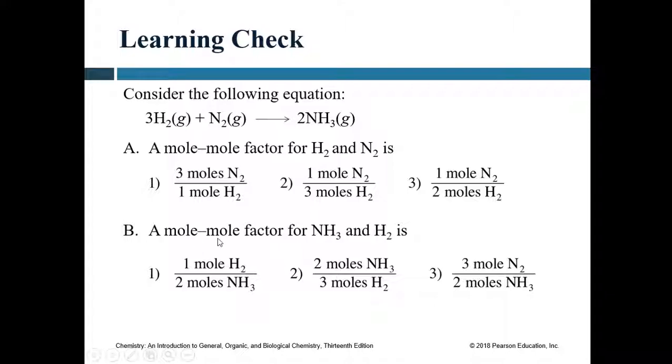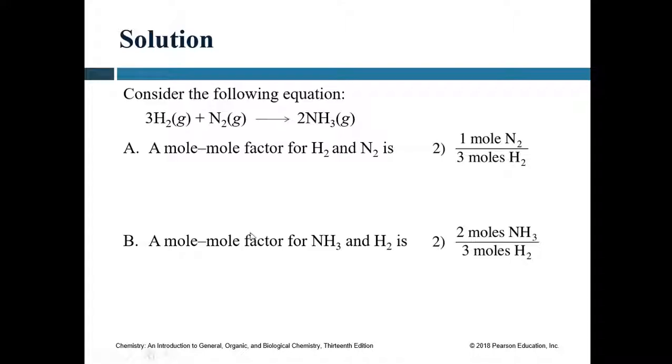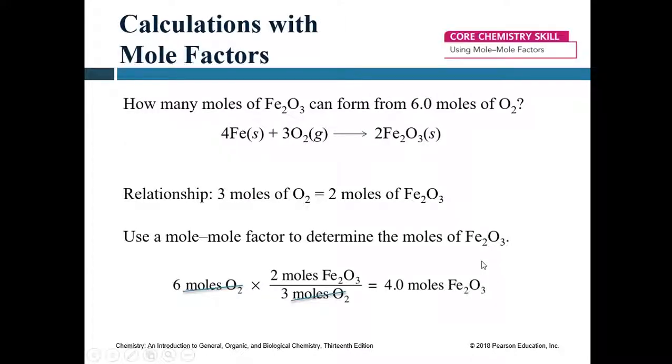3 moles of hydrogen to 1 mole of nitrogen. Now, B. A mole-to-mole factor for our ammonia and hydrogen. Well, it's a 2 for the ammonia and 3 moles for the hydrogen. So we look at here, 2 moles of ammonia to 3 moles of hydrogen. That is our mole-to-mole factor. As we continue, the relationship between our hydrogen and our nitrogen is 3 moles of hydrogen to 1 mole of nitrogen, which is what we had already done. And you'll notice here we have this answer, which is what we had already said.